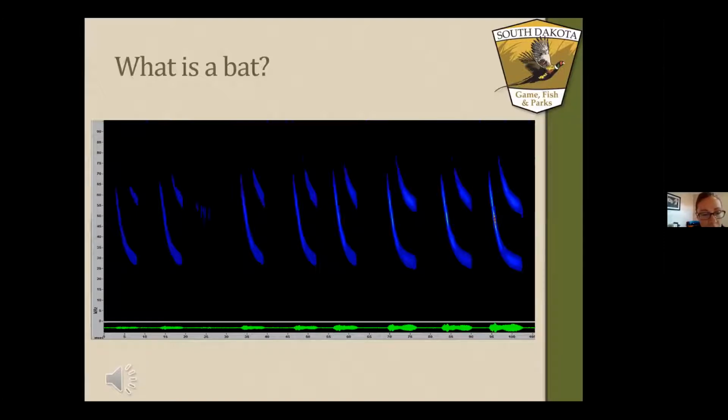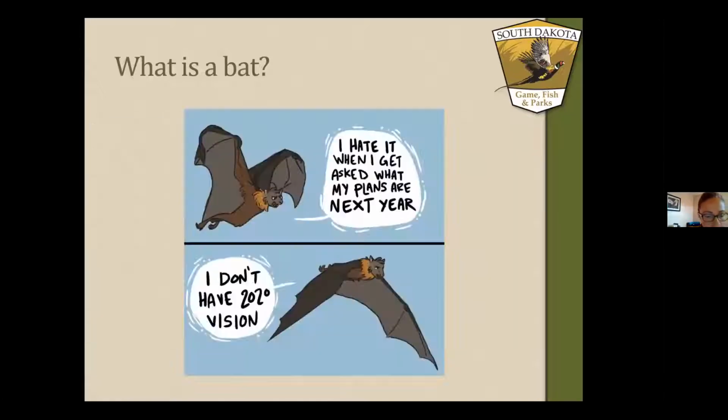So hopefully this works. I have a recording of one of the species that is found in South Dakota, and I'll go ahead and try and play that. And hopefully I can see some heads shaking if this actually works. Whoops. Oh, I don't think maybe it did. Oh no.